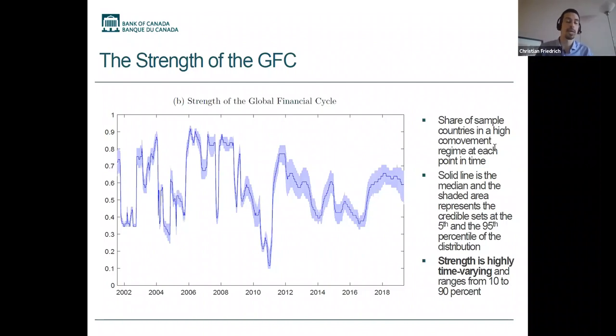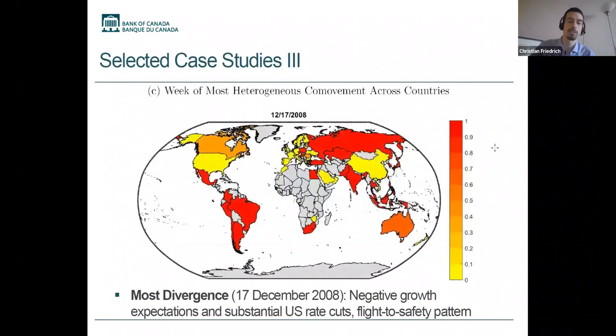And to give you a better idea of what this line represents, we can slice it up at any point in time vertically, and I do this for one specific week. This is the week with the most heterogeneous co-movement across countries. That's in late 2008 after Lehman. That's basically very negative growth expectations. The Fed cut the rates, and you got this kind of flight to safety pattern.